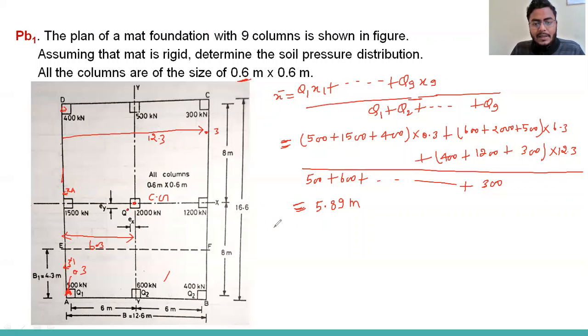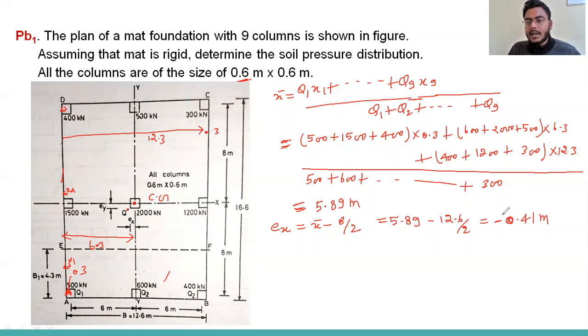Now we can calculate ex, that is x bar minus b by 2. x bar is 5.89 minus b by 2. What is b? 12.6. So we get 0.41 negative meter. Negative means the load is acting on the left side of the y-axis.